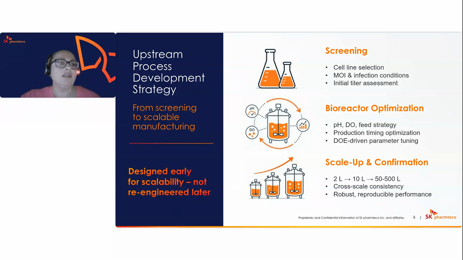So finally, the process is scaled all the way up to pilot production, where we have a 50, 200, and a 500, where the goal is to establish a robust manufacturable process suitable for large-scale production. So overall, this slide outlines a structured stepwise approach to upstream development from early screening to pilot manufacturing, ensuring our process understanding, consistency, and scalability. We focus on making a scalable process from the start so we don't have to re-engineer it later.